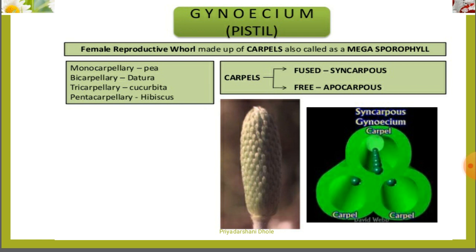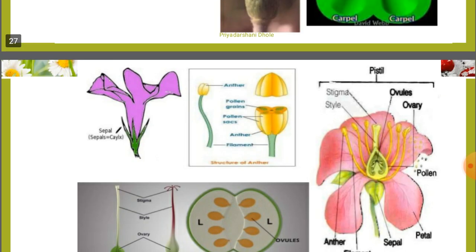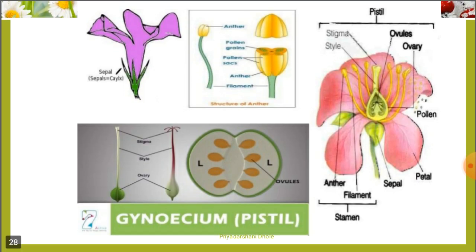Now, when carpels are fused, it is called syncarpous. When carpels are free, it is called apocarpous. You can see in this green diagram that three carpels are there, which is tricarpellary. Example is Cucurbita. Now this is the gynoecium, a pistil made up of style, stigma, and ovary.